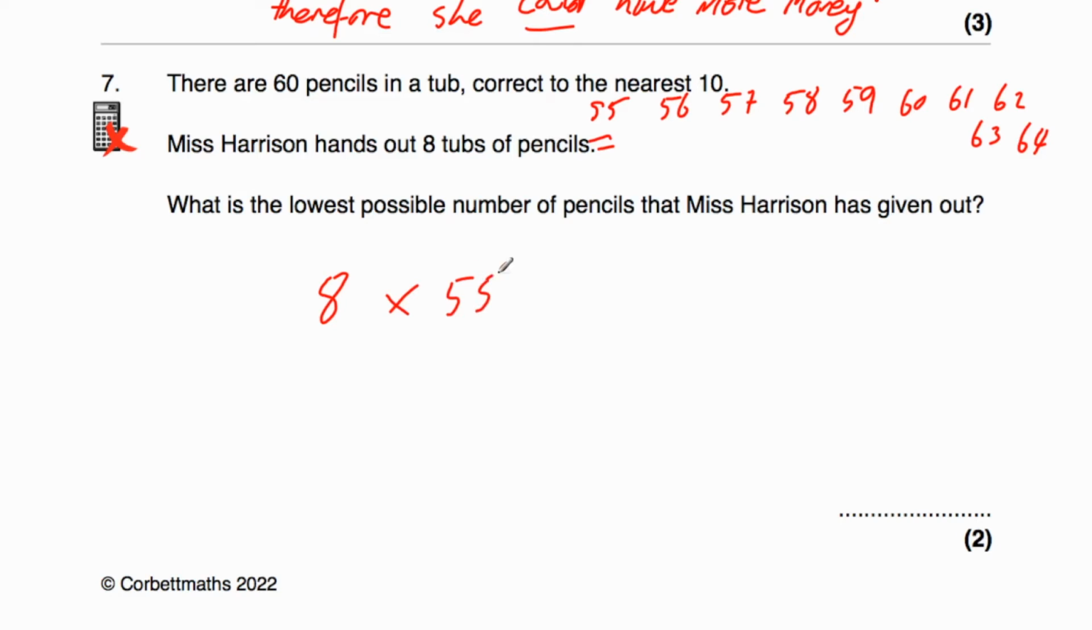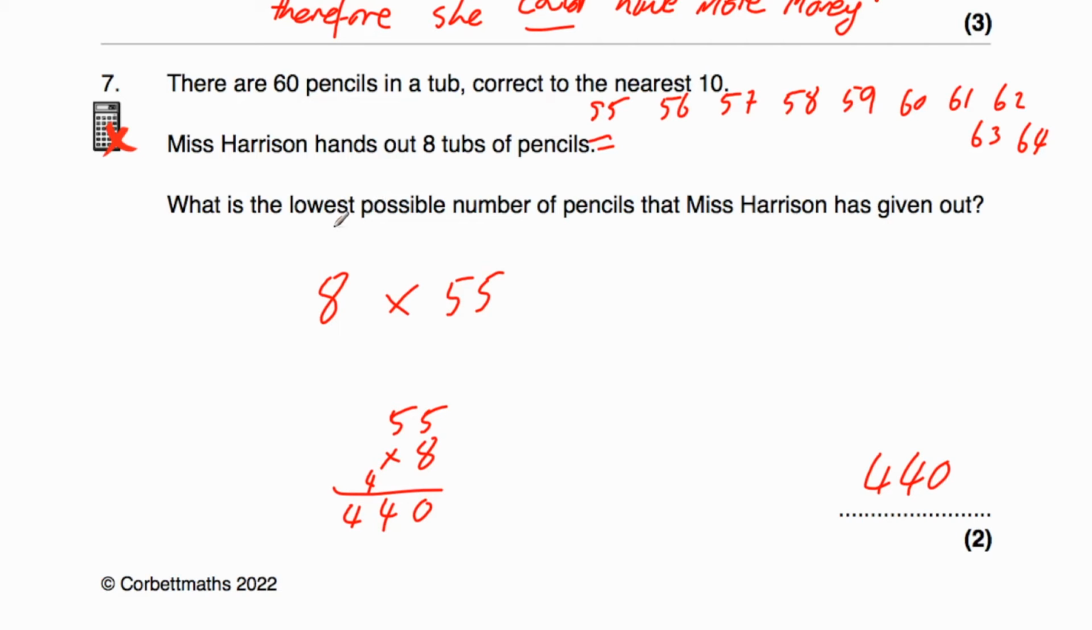So we need to do 8 times 55. So let's do 55 multiplied by 8 and see what we get. It's a non-calculator question. So 8 times 5 is equal to 40, put our 0 down, carry our 4, and 8 times 5 is equal to 40, plus 4 is 44. So the lowest possible number of pencils that Miss Harrison could have given out would be 440.